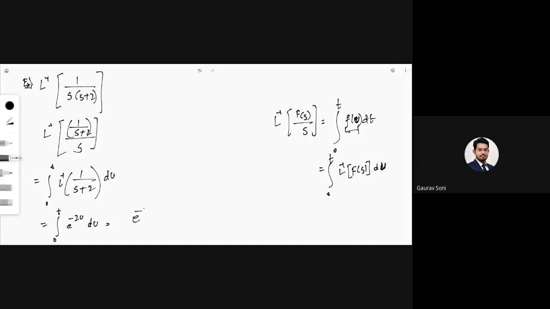So this is e to the power minus 2u divided by minus 2, limit from 0 to t. When I put the upper limit, I will have e to the power minus 2t by minus 2, minus. When you put the lower limit, e to the power 0 will become 1, minus 2 as it is. So the final answer is e to the power minus 2t minus 1 upon minus 2.